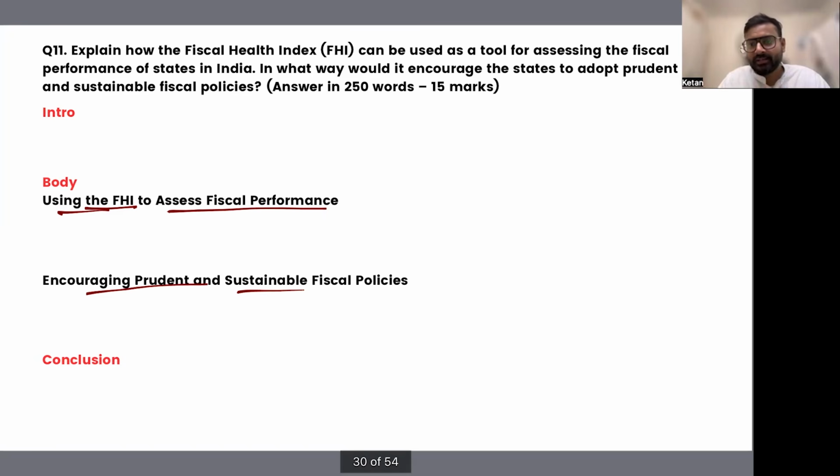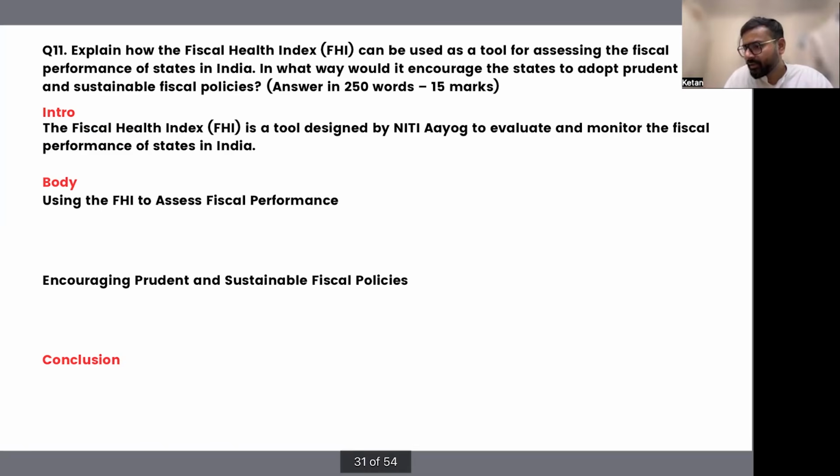So these two demands will be met in the body of the answer. Now, in the introduction, if you think about it, it has introduced a term, fiscal health index, and therefore in the introduction, it is always a good idea to go with a definition-based introduction. So you can talk about the fiscal health index as a tool designed by NITI Aayog to evaluate and monitor the fiscal performance of states.